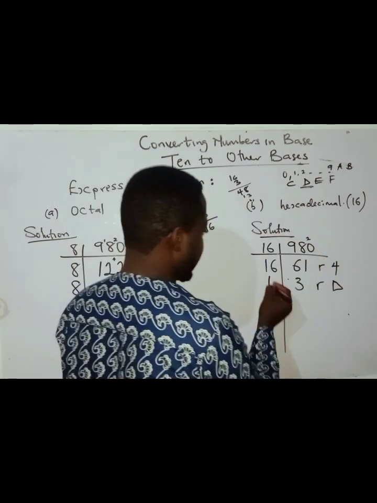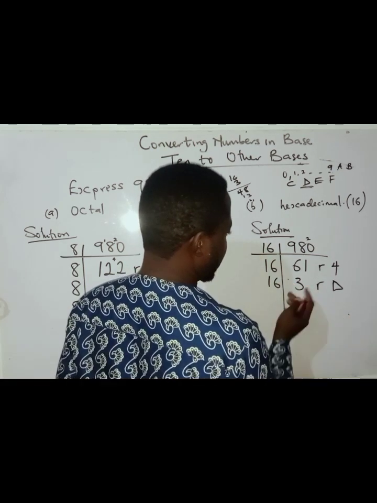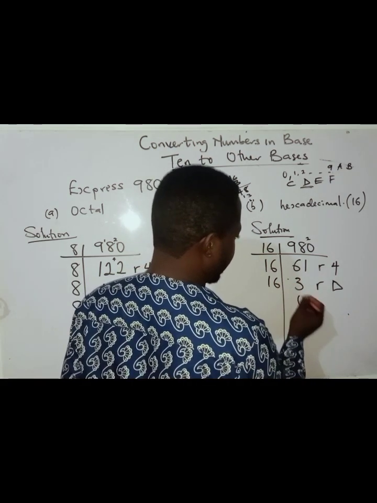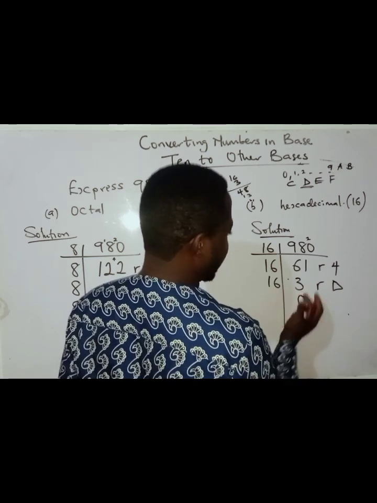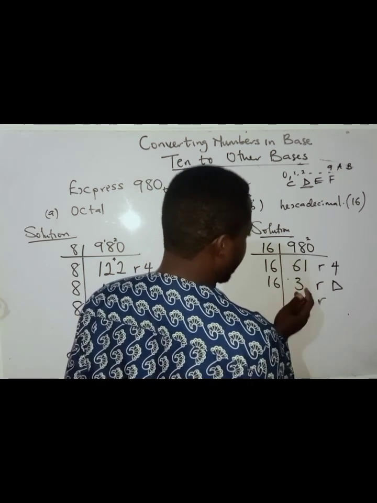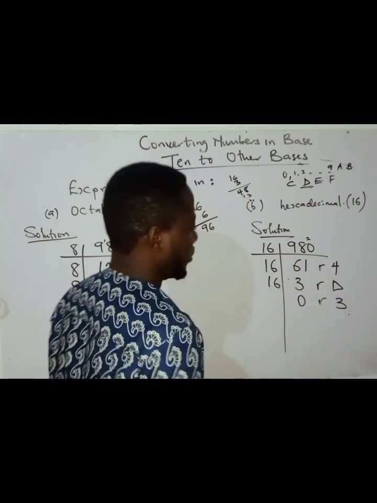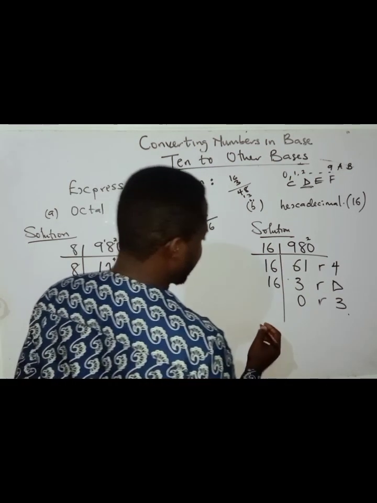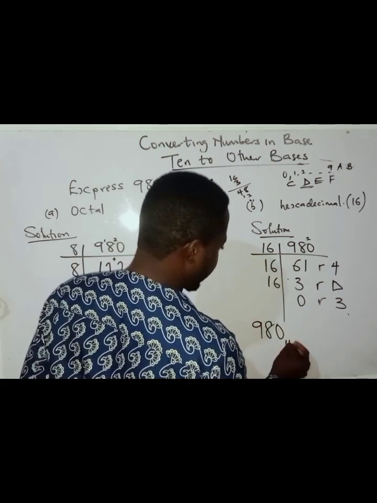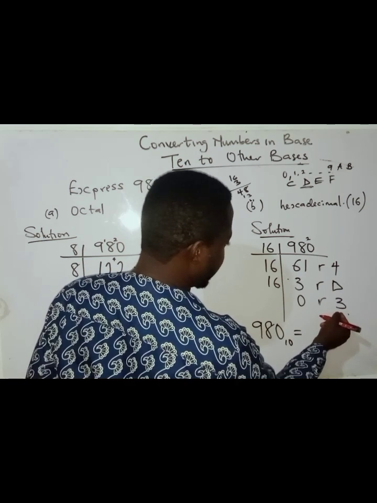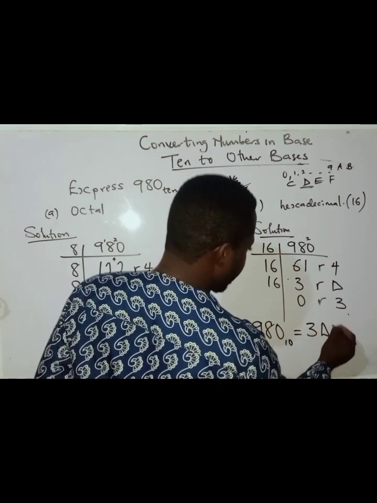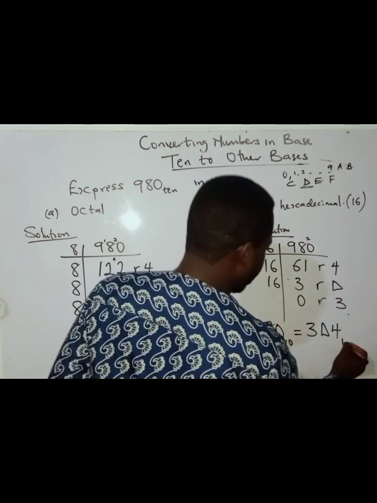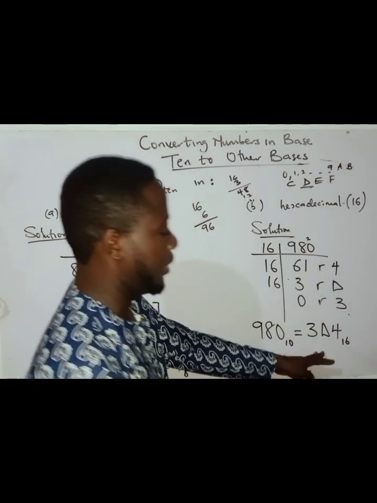Now the next thing, 16 in 3. So that will be 0, because 16 cannot go in 3, so we are going to write 0, and you will bring your remainder down. So this simply means 980 base 10 is equal to, start from the bottom, 3D4 base 16. So this is going to be our final answer.